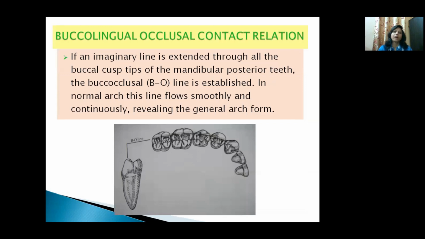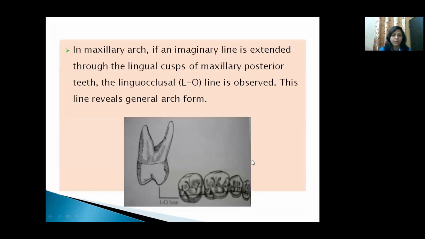So, buccolingual occlusal contact relation. If an imaginary line is extended through all the buccal cusp tips of the mandibular posterior teeth, the bucco-occlusal line is established. In a normal arch, this line flows smoothly and continuously, revealing the general arch form. In the maxillary arch, if this line extends through the lingual cusps of the maxillary posterior teeth, the linguo-occlusal line is observed, and this line reveals the general arch form of the maxillary arch.